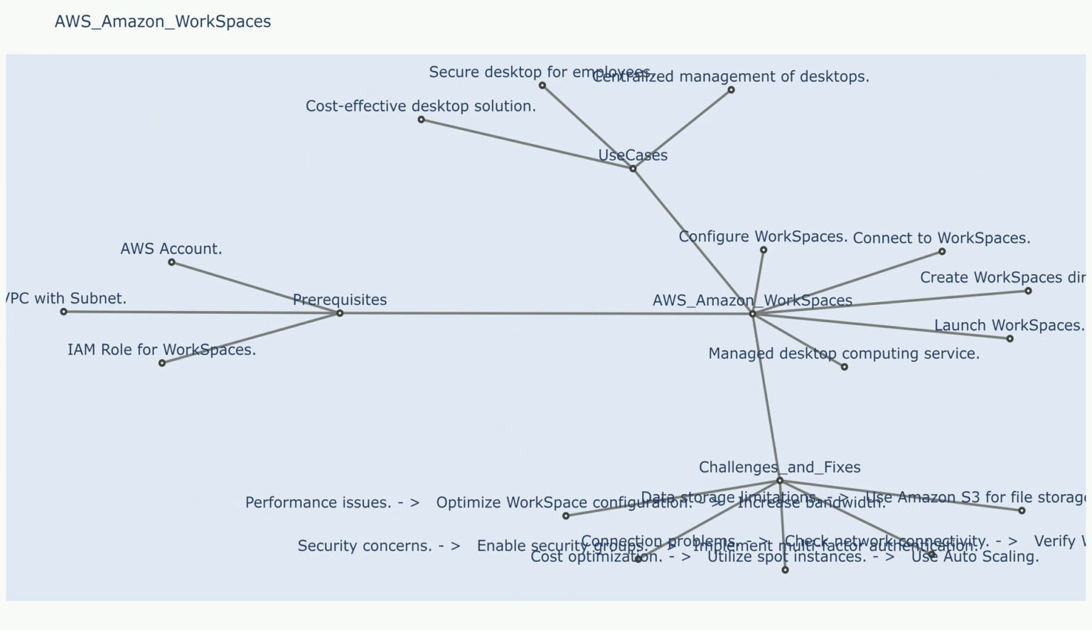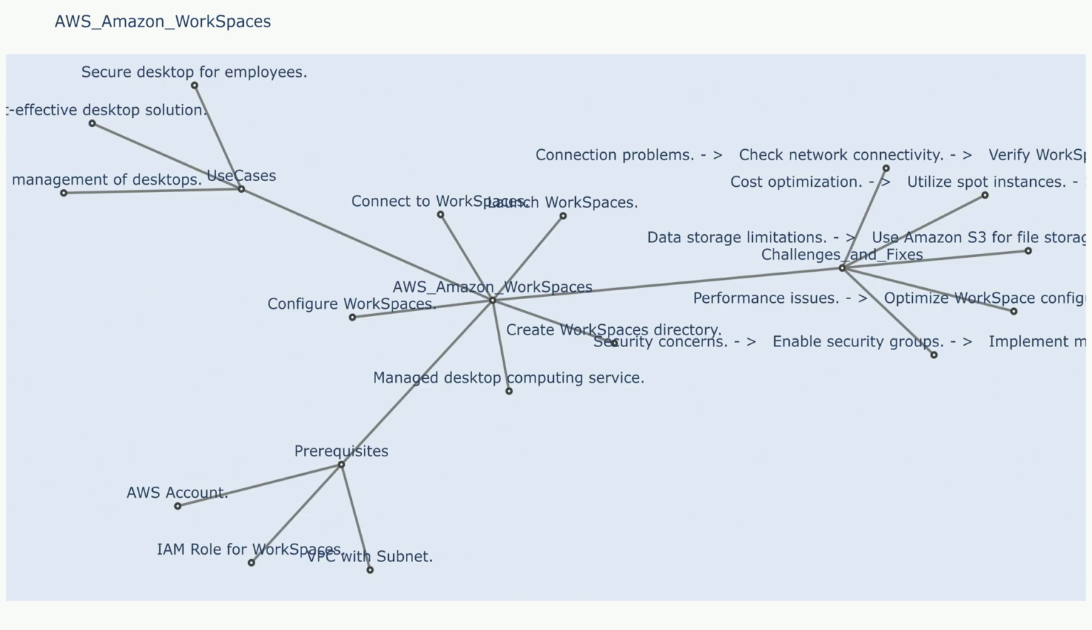Configure Workspaces: this involves defining the configuration for your Workspaces, including the operating system, storage capacity, compute resources, and other settings. Launch Workspaces. Once the Workspaces directory and configuration are set up, you can launch the Workspaces instances, which will create the virtual desktops for users. Connect to Workspaces: users can connect to their Workspaces using the provided client software, allowing them to access their applications, files, and settings.